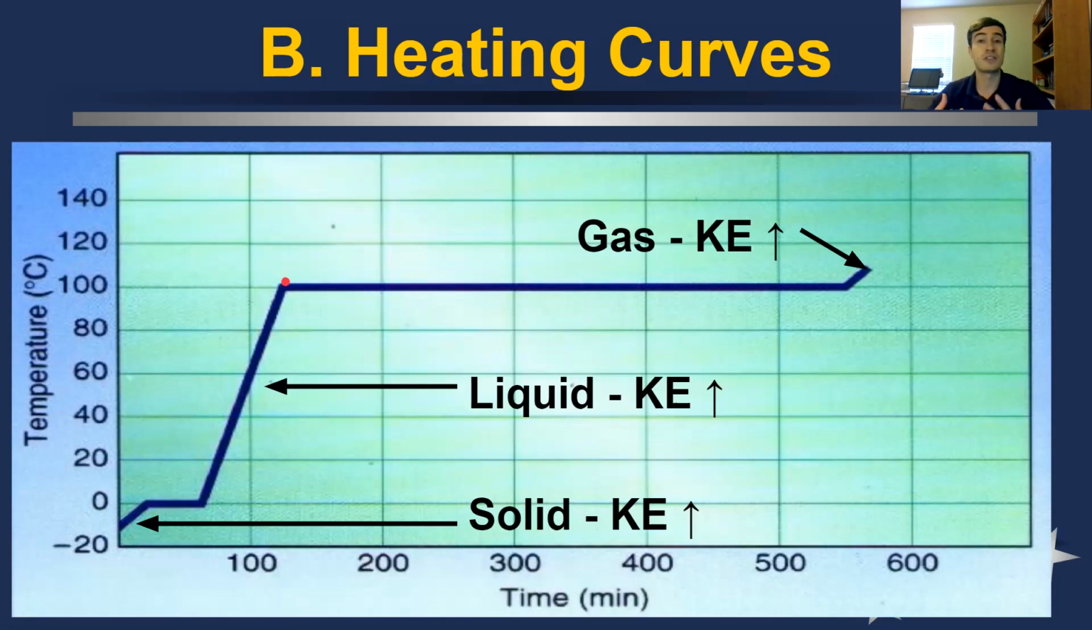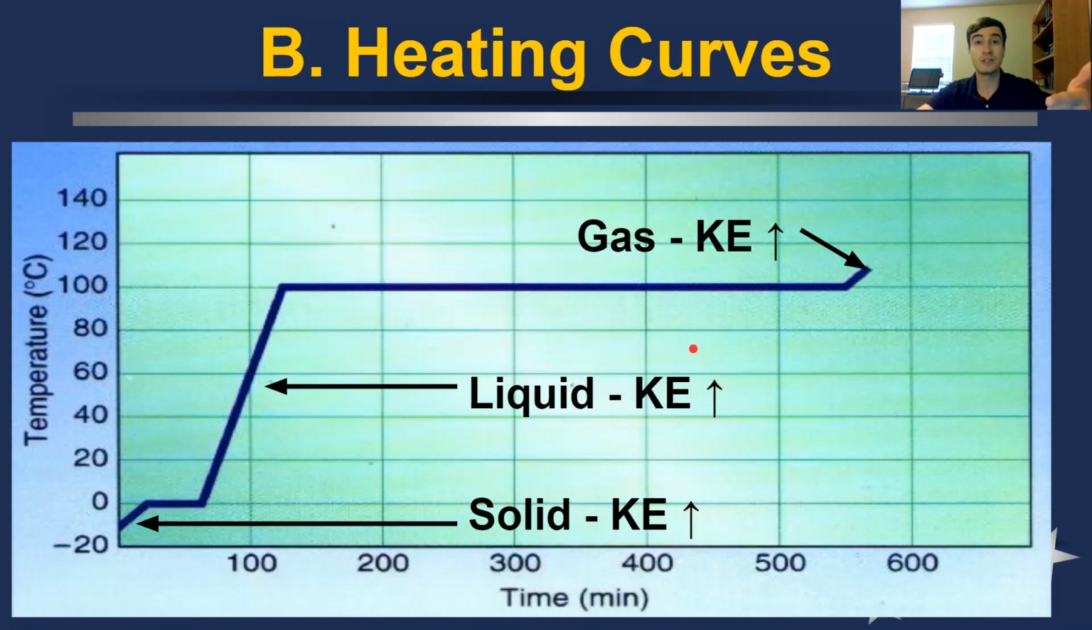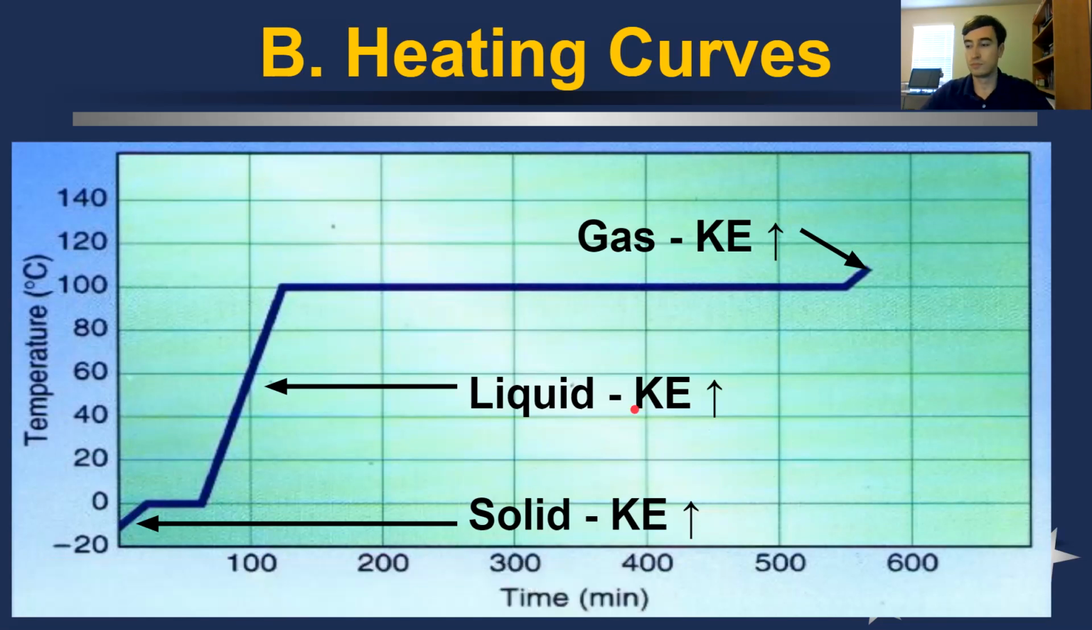Now we have some water that's sitting on our hot stove, and so that water is going to get hotter and hotter and hotter. Since the temperature is going up, that means our particles are moving faster. That means our kinetic energy is going up. Finally, that water hits 100 degrees Celsius, which is the boiling point of water.